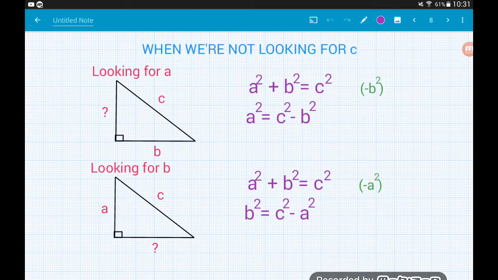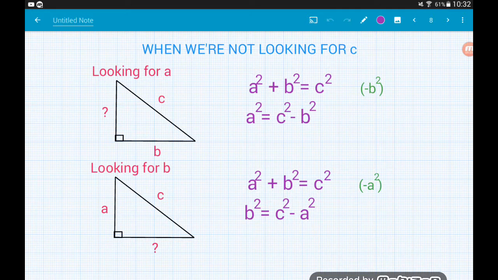Okay, so we're not always looking for c. We're not always looking for the hypotenuse of a triangle. We might also be asked to look for the length of A or the length of B, one of the short sides. So in that case, we need to do a little bit of jiggery-pokery with the formula. So when we're looking for A, we start off with a squared plus b squared equals c squared. Then we want to get a squared on its own, so we take away the b squared on both sides, and that gives us a squared is equal to c squared minus b squared.